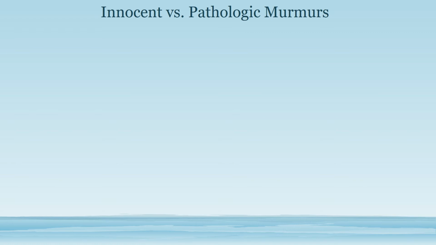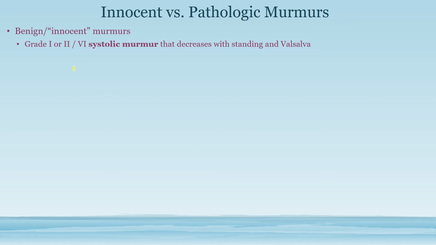Now let's talk about innocent versus pathologic murmurs. So we have benign murmurs and we have pathologic murmurs. Let's find out what that means. It means you have a grade 1 or 2 out of 6 systolic murmur that decreases with standing and Valsalva. So if it decreases with standing and Valsalva, it's not associated with hypertrophic cardiomyopathy or any other serious conditions. So that's why it will be a benign innocent murmur.